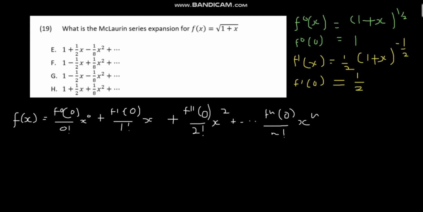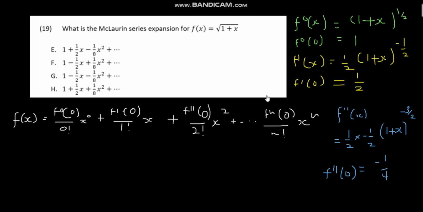Now let's find the second derivative of the function also. That will be f double prime of x. This should be equal to 1 over 2 times minus 1 over 2, multiplied by 1 plus x, all to the power minus 3 over 2. So let's find the value of the second derivative of the function at 0. This will be equal to minus 1 over 4.